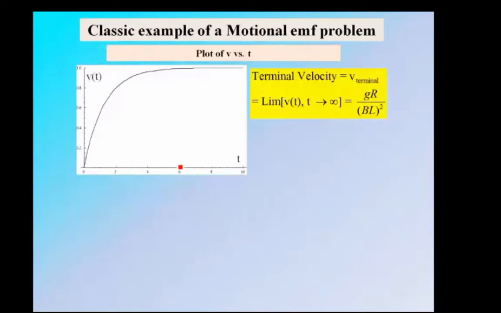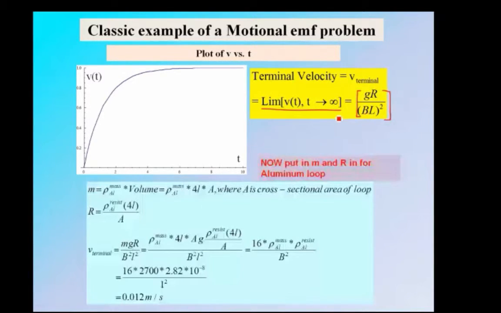Here's a plot of that function. It's a rising exponential-like behavior. You'll notice that it flattens out here. So as we go to longer and longer times, it looks like it's coming to a terminal velocity. And in fact, if we take our expression, our velocity, and just take the limit of that as t approaches infinity, this is the value of the terminal velocity that we would get.